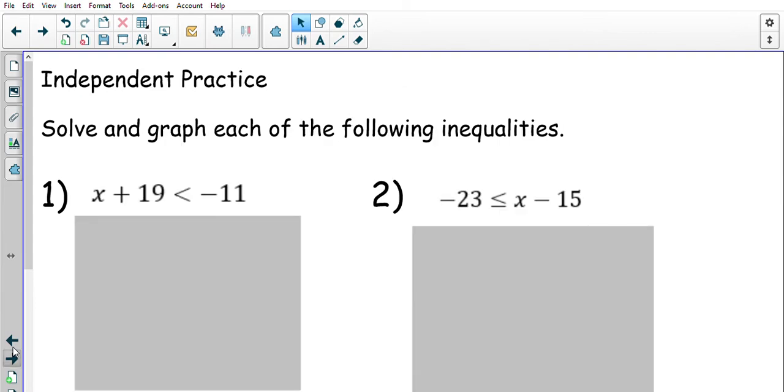All right, so next I do have 2 independent practice problems for you to try. Find some space on some paper or in your notes, pause the video, try these, and when you're ready, start it again. All right, I hope you've seen both of these questions.